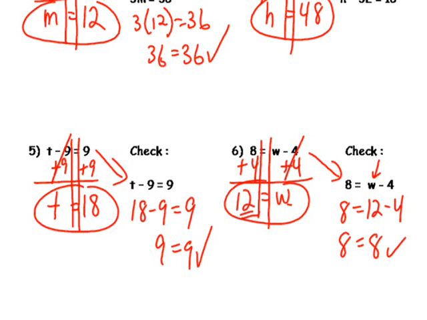So those are really simple one-step equations. Just remember, whatever you do to one side, you need to do to the other. And the ultimate goal is to isolate the variable so we can find its value.